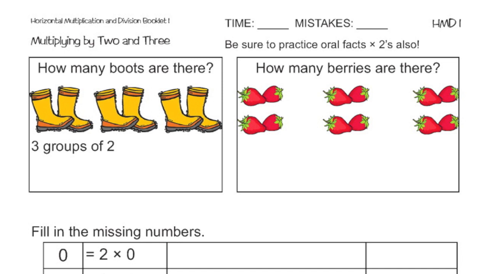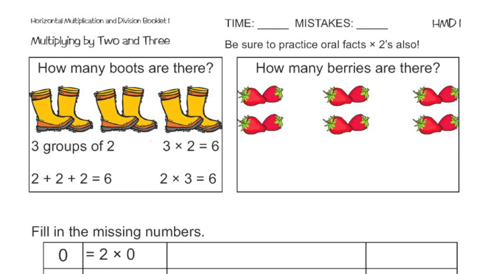Now, you could have also done it as 2 plus 2 plus 2 equals 6 as well. But I want to do it with multiplication. So 3 groups of 2, I would just do 3 times 2. That equals 6. With multiplication, it doesn't matter which one comes first. 3 times 2 is 6, or, just like addition, 2 times 3 is 6. As long as they're multiplied, it's no big deal.